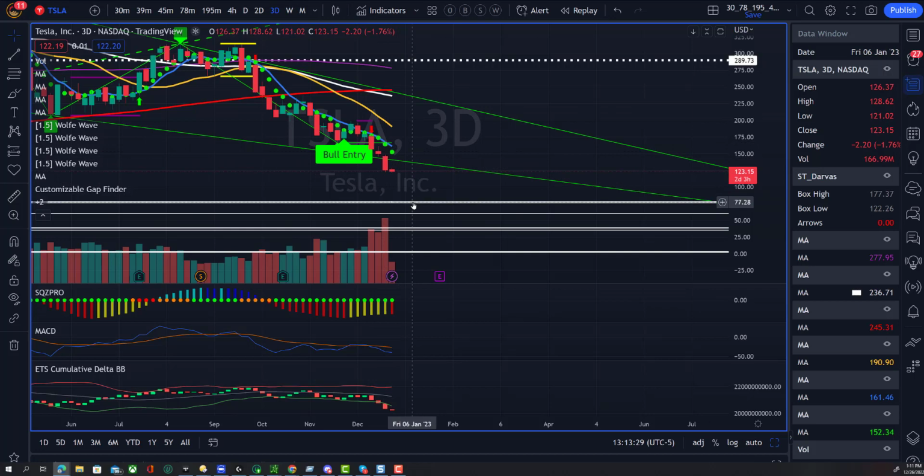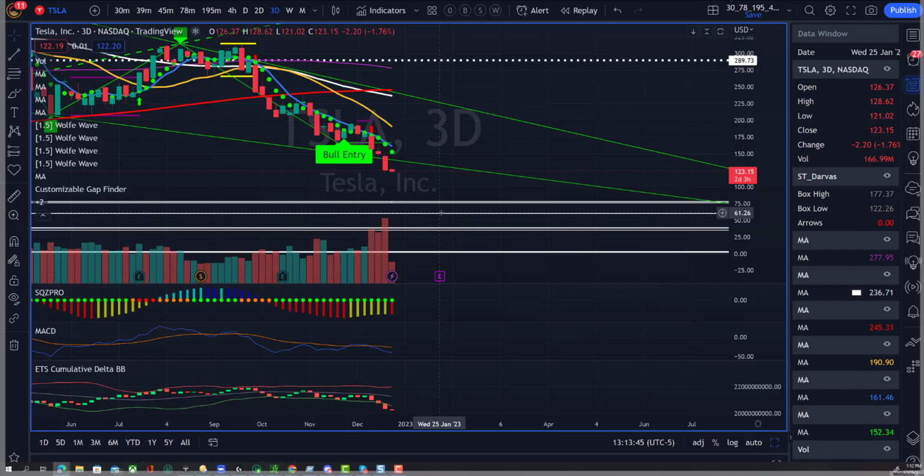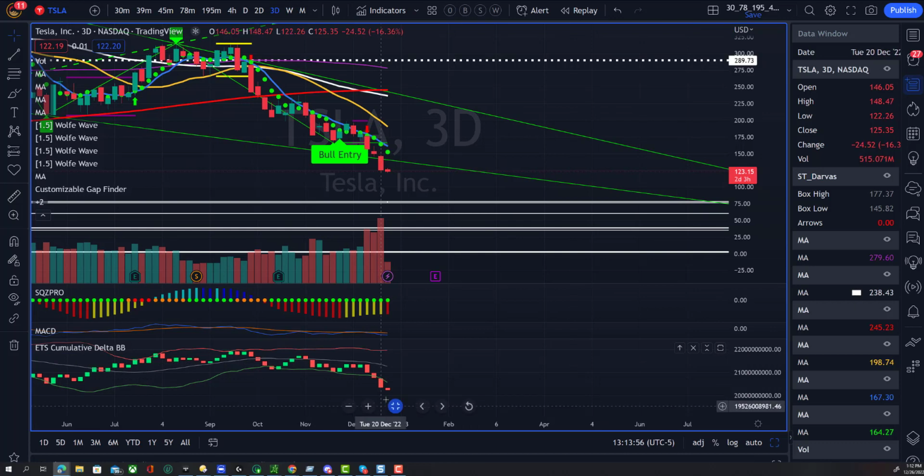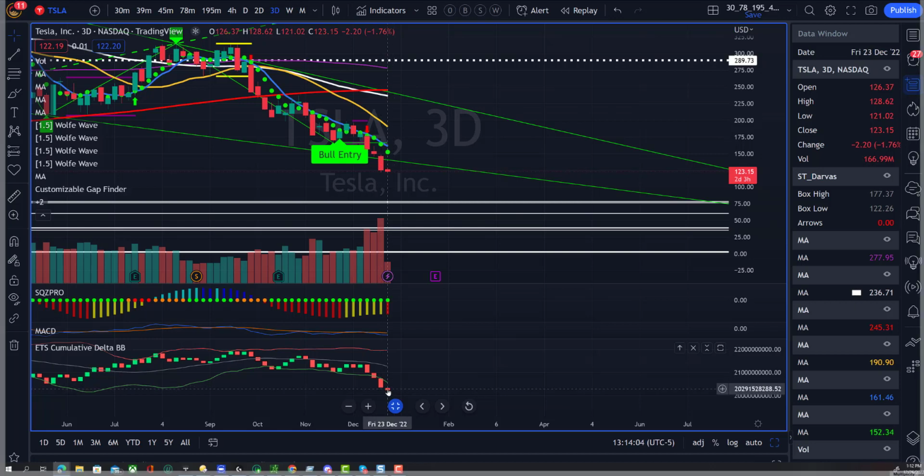And then there are several gaps here at 77, 62. If you have the gap tool, it'll help you identify more levels where price between the buyers and sellers was not filled for unknown reasons, which are obviously confidential between those two parties. So when you take a look at the volume here on Tesla, on the ETS cumulative delta, you can also see that the data plot is outside the Bollinger Band, which doesn't happen 68% of the time.